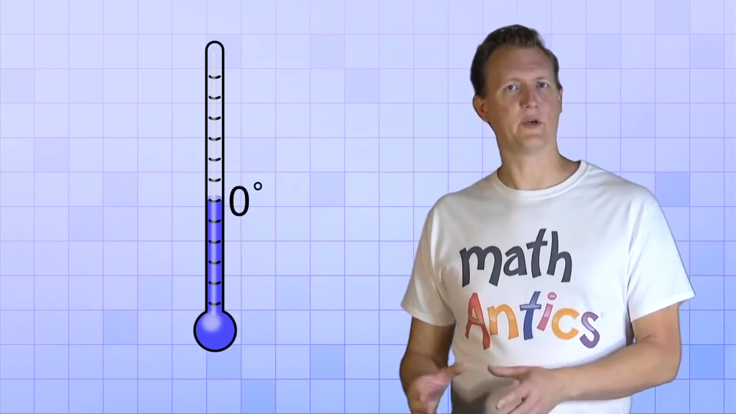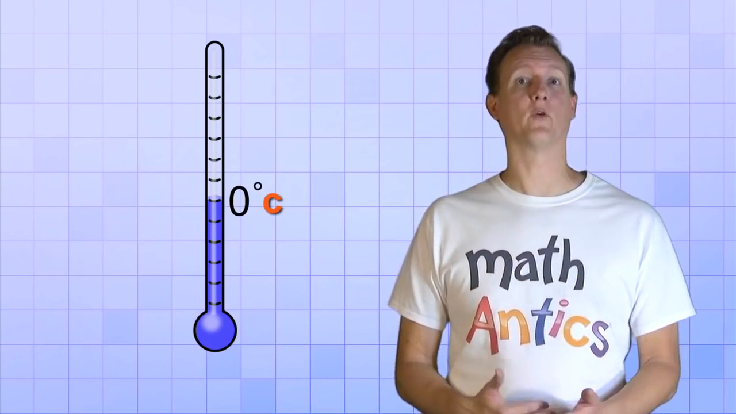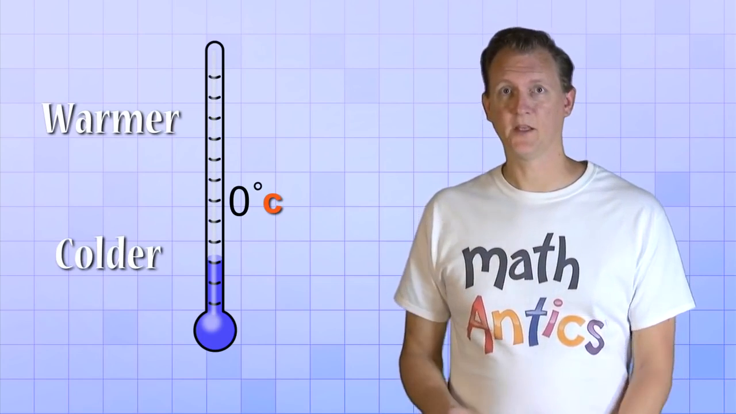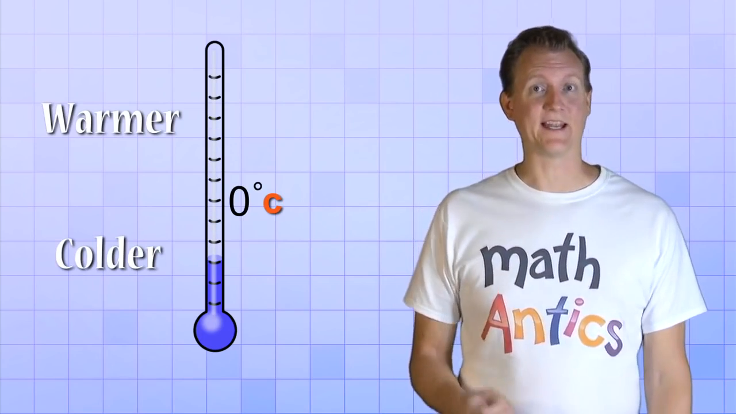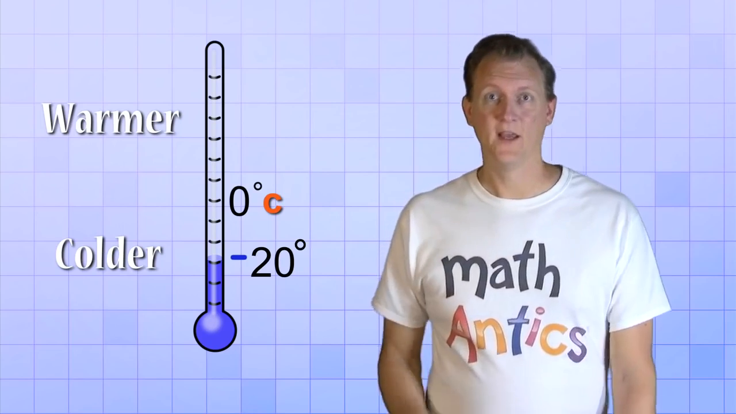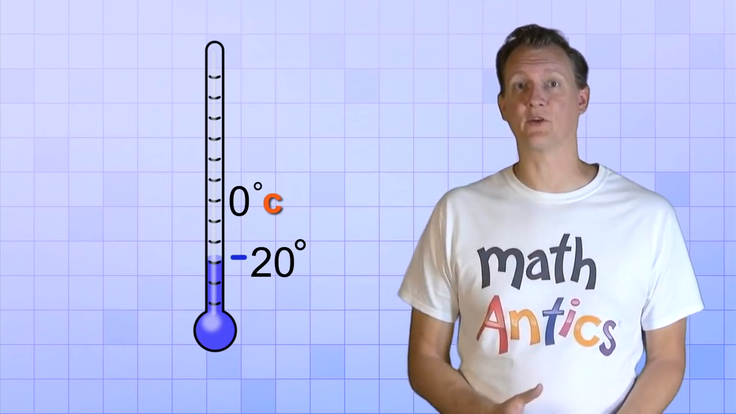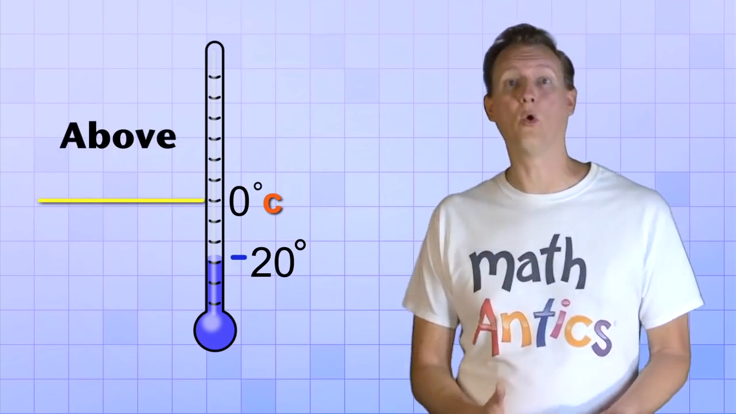And temperature is another great example. We use 0 degrees Celsius to describe the temperature for water to freeze, but it can be warmer or colder than that. The temperature could be negative, like negative 20 degrees. So negative numbers are very useful in the real world to help describe things that can be above or below 0.